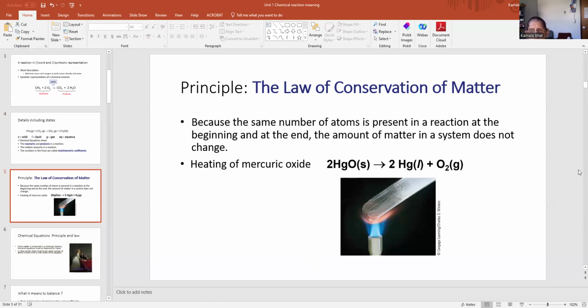The law of conservation of matter: the same number of atoms is present in a reaction at the beginning and at the end. The amount of matter in a system does not change. Hence, when heating mercuric oxide, oxygen gas is produced as well as mercury. If you take 2 moles of HgO, you will get 2 moles of Hg liquid and 1 mole of oxygen gas.